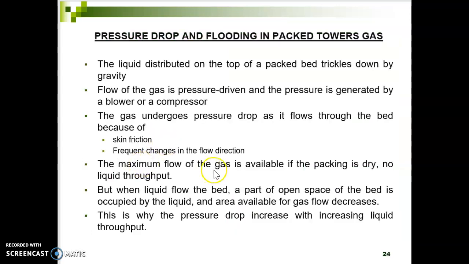And when the gas flow rate is at maximum, no liquid will go down. But when liquid is already going down, some of the space for the gas will be reduced. This is why the pressure drop increases with increasing liquid throughput.